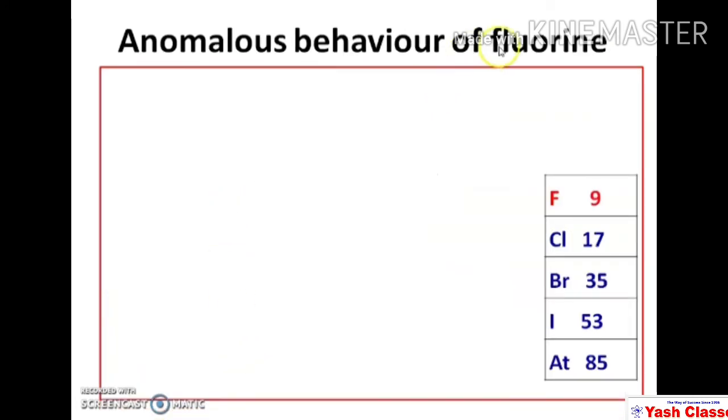Then anomalous behavior of fluorine. In group number 17, elements are fluorine, chlorine, bromine, iodine and astatine. Again, these elements are expected to show the same physical and chemical properties, but exceptionally fluorine shows different properties than the other elements of the same group.